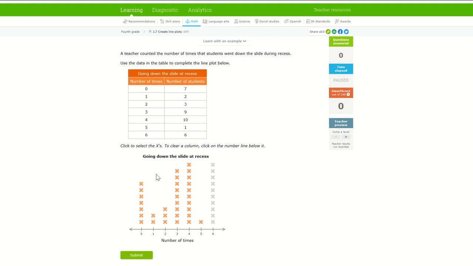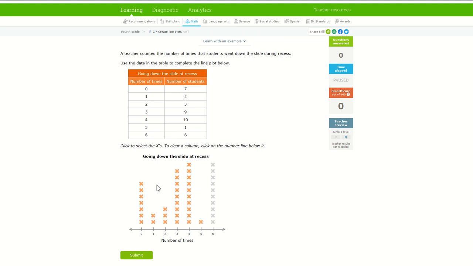So first one, number of times, 0 times down the slide. 7 of those kids did not go down the slide. So if we look here, they have X's. That means that there should be 7 X's above the 0. 1, 2, 3, 4, 5, 6, 7. Okay? 2 went down once. That means that there should be 2 X's.